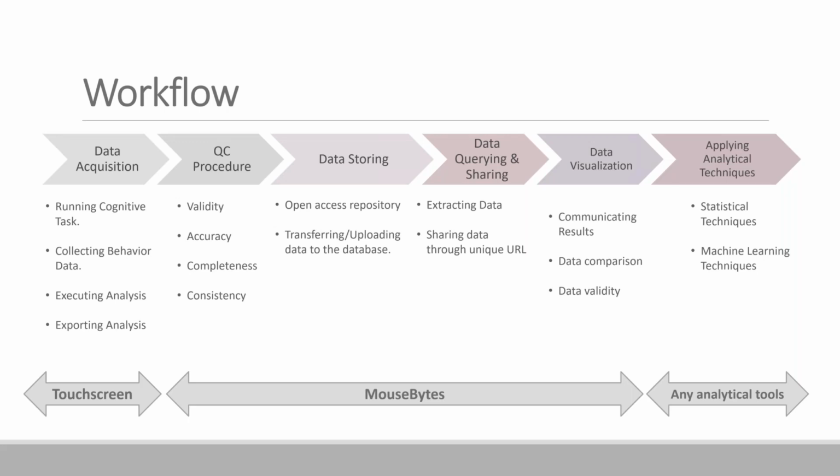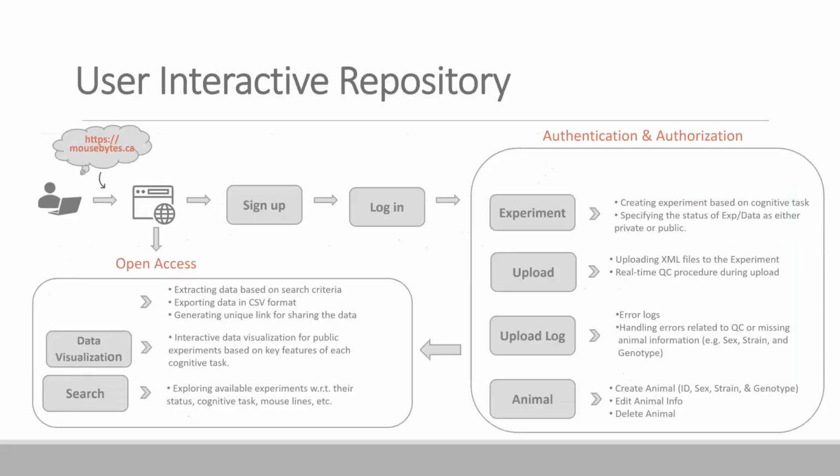And here is the application. It is a web application, and users just need the URL. The URL of our application is mousebytes.ca, and there are some pages open to everyone, such as Data Lab. I don't know why it is missing here. So this part belongs to Data Lab.